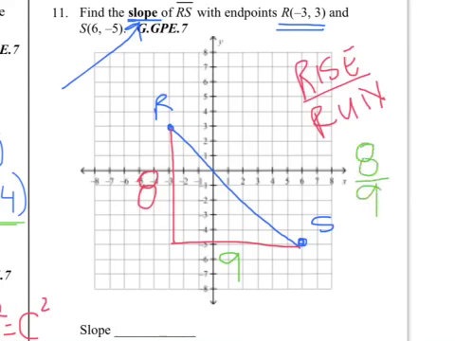The only thing is if you look at it, this is going downhill. If this was your money or you're sliding, this is going downhill. So that means our slope is actually -8 over 9. Positive 8 over 9 would be the wrong answer, so be very careful when it's positive or negative.